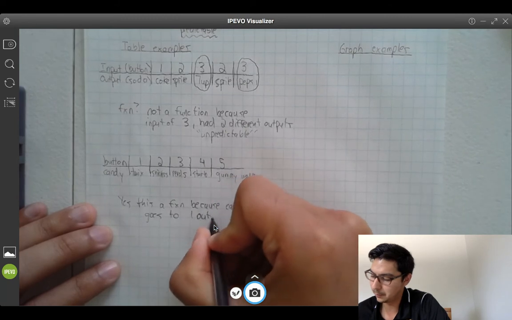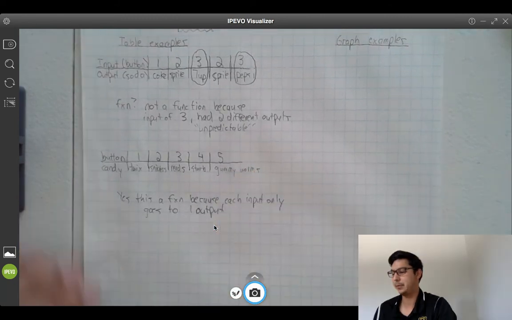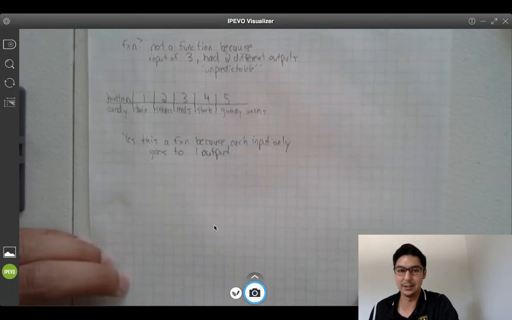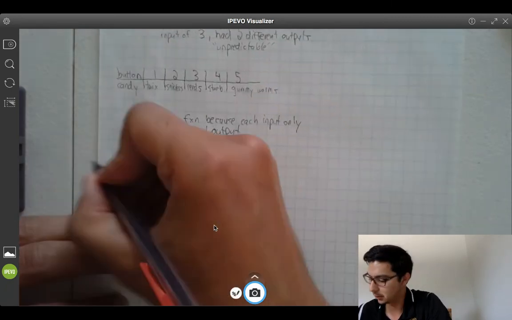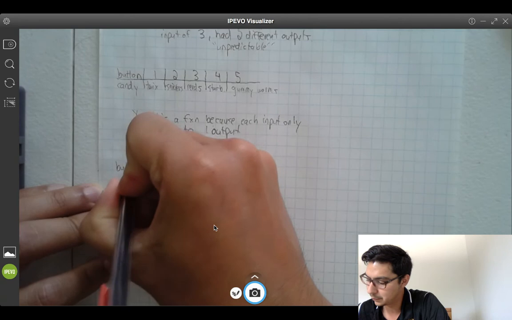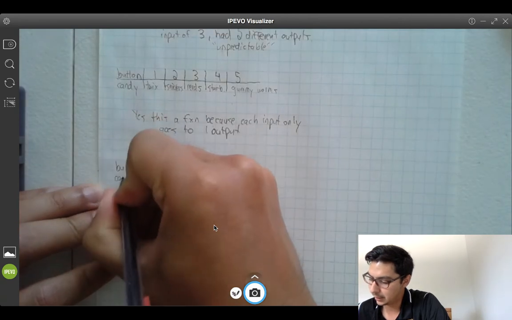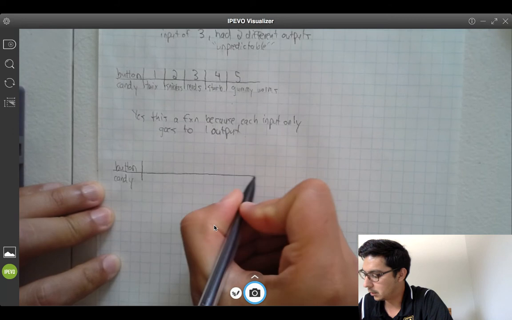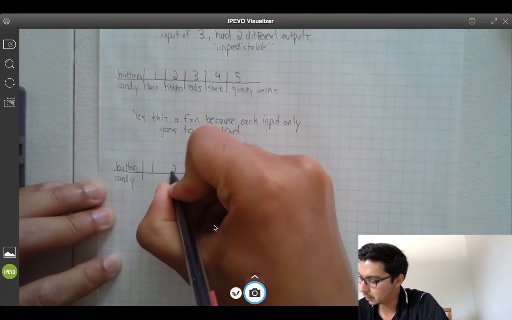One output. Okay. So there's another example. Now this one's gonna get a little bit trickier. Let's look at this one. So let's say button, and we'll do candy again. Okay. This one, a lot of people miss every year.